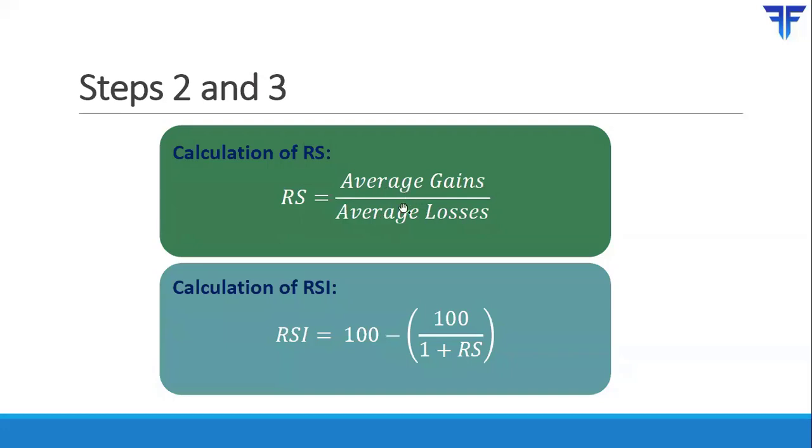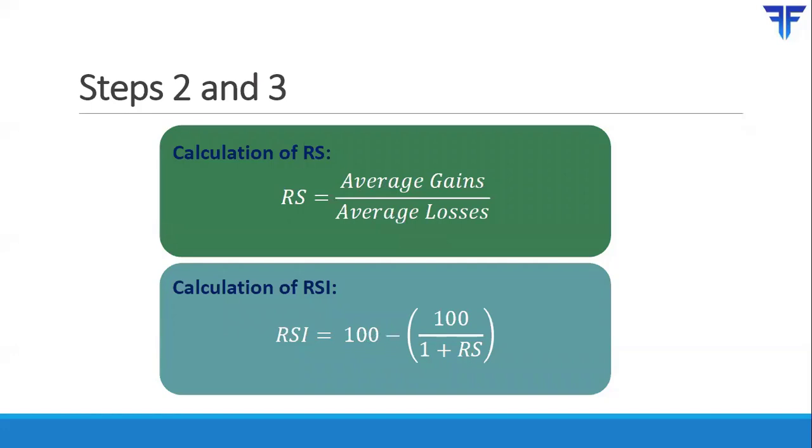Similarly, when average gains is smaller than average losses, RS will be less than 1, in which case RSI will be below 50. And finally, when average gains and average losses are exactly equal, RS value will be equal to 1, in which case RSI will be at exactly 50.